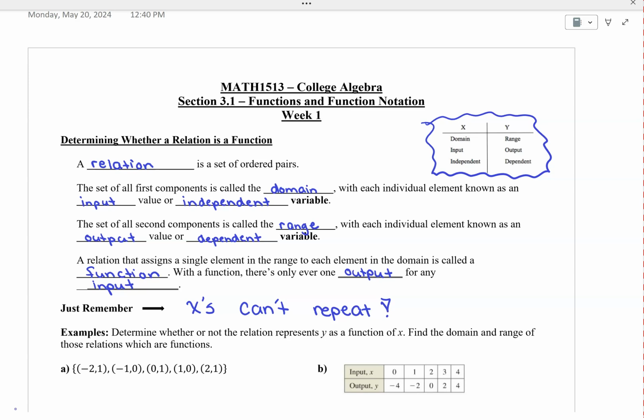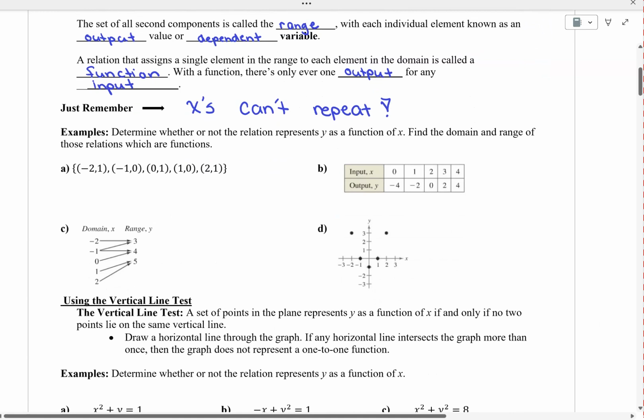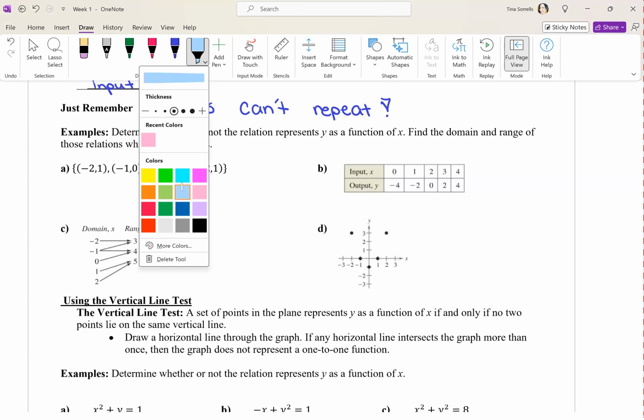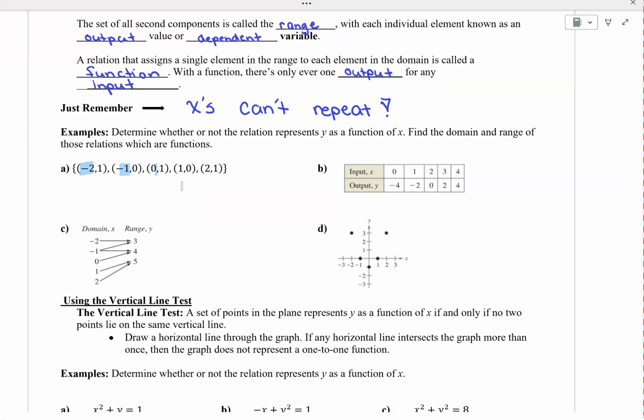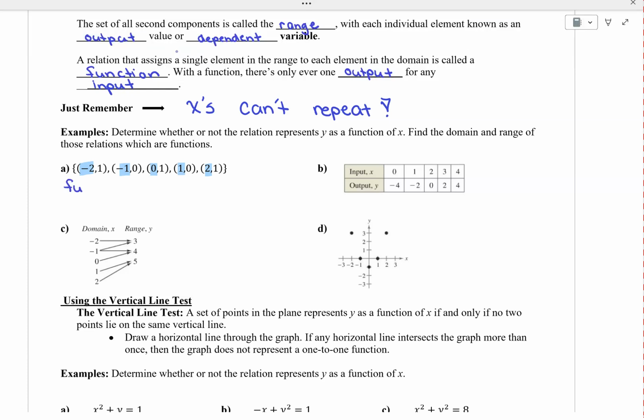So let's come down here to these examples. We are going to determine whether or not the relation represents a function and then find the domain and range of those which ones are functions. The first thing you mainly want to do is look at all those X's. If I look here, remember X's are the ones that are in the front. Okay, so did any of those repeat? No, they did not. So we are going to say that this one is a function.